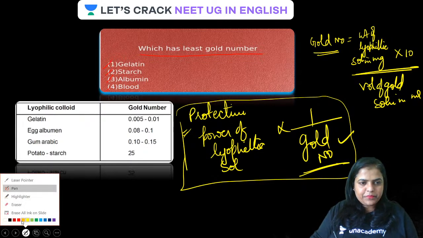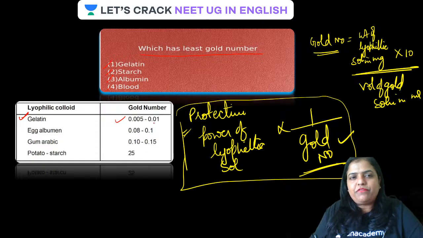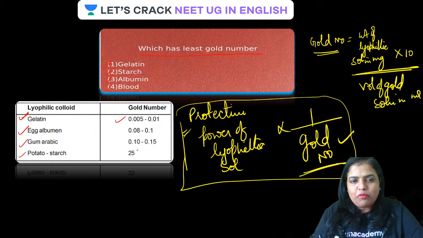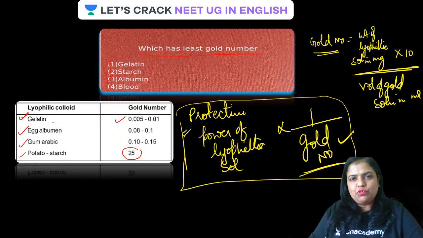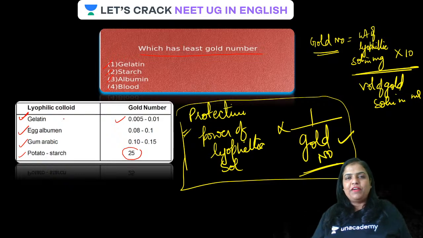The chart is there. The gold number of gelatin is 0.0052 to 0.01. Egg albumin is more. Gum arabic is even more. Potato starch is even more. That means the gold number of potato starch is very, very high, so its protective power will be very, very less. In other words, the less the amount of gelatin used to protect the gold salt, the higher its protective power.